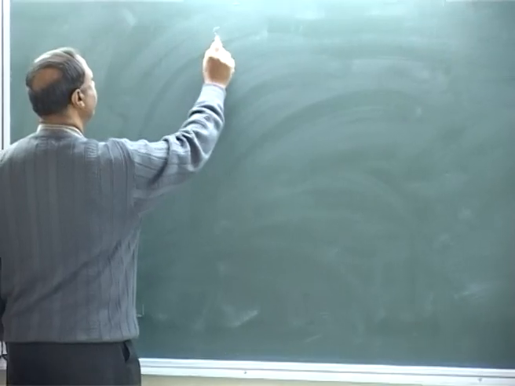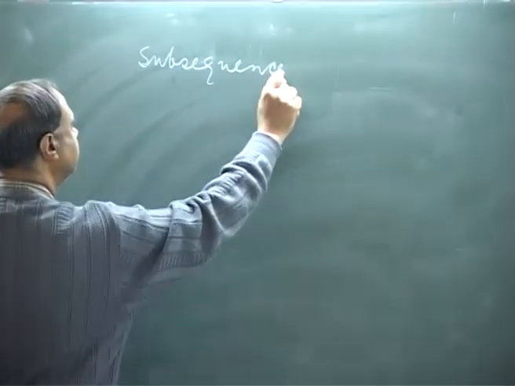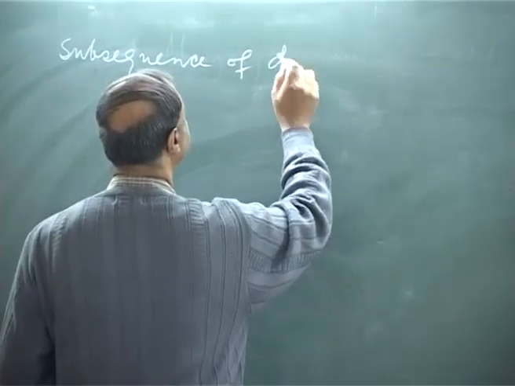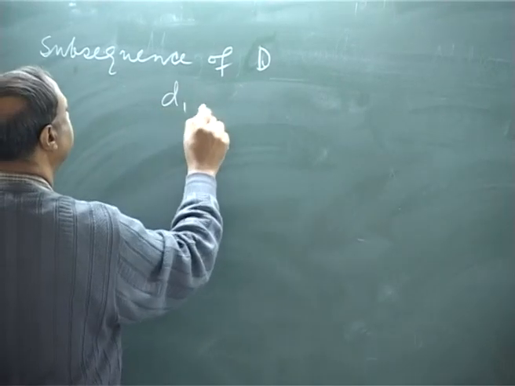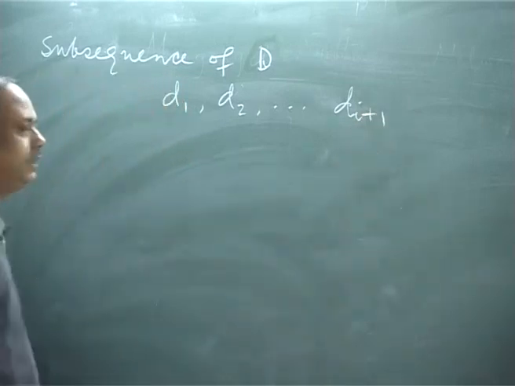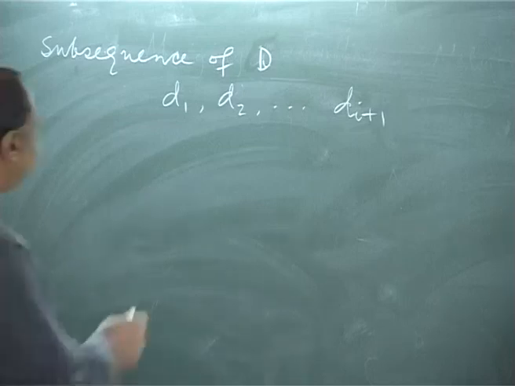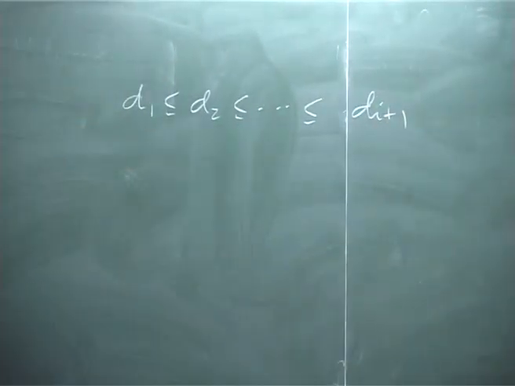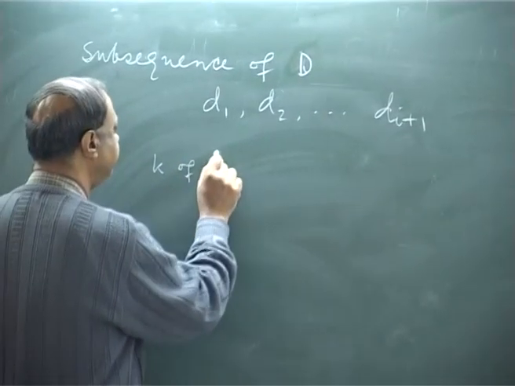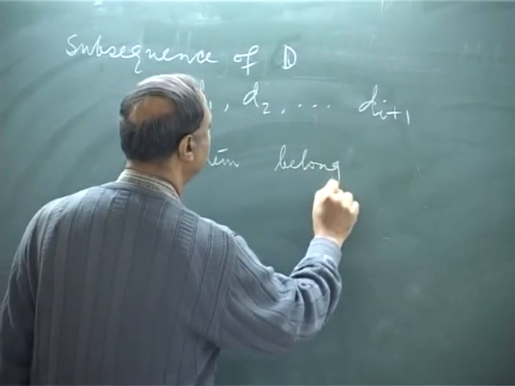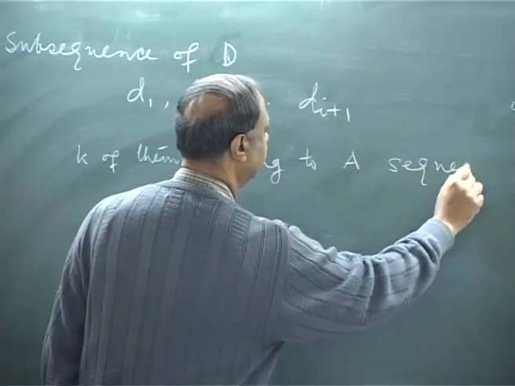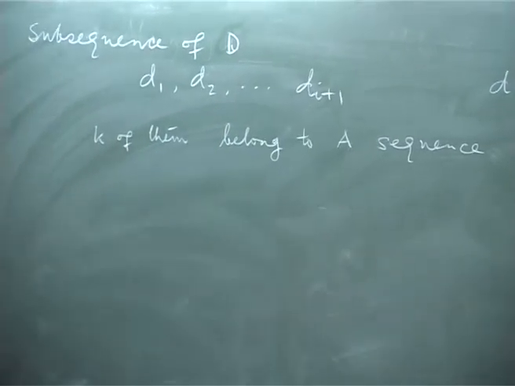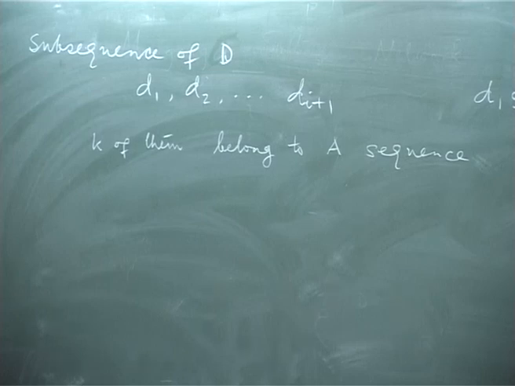Now let us consider the subsequence of D, that is D1, D2, up to D(i+1). Let us consider this subsequence, and you will find it satisfies the criteria because this is recursively sorted. Now let us assume K of them belong to the A sequence, right? Because D1, D2, up to D(i+1), these sequences are obtained from the odd index subsequence of A and the odd index subsequence of B. Agreed or not?